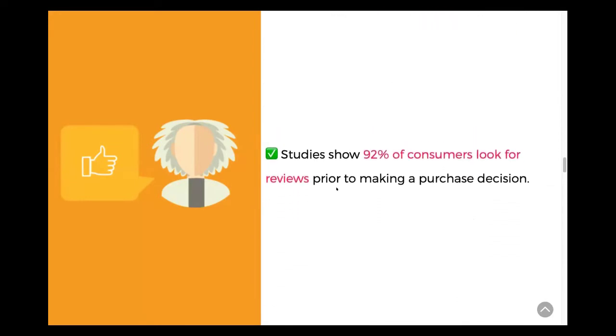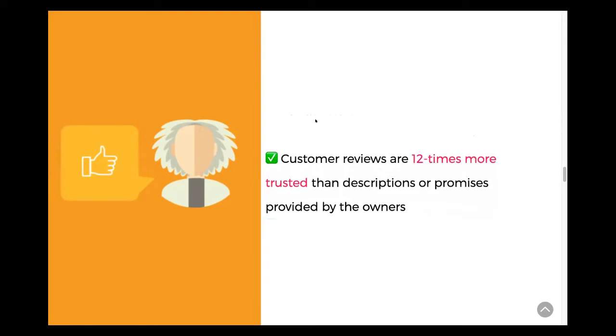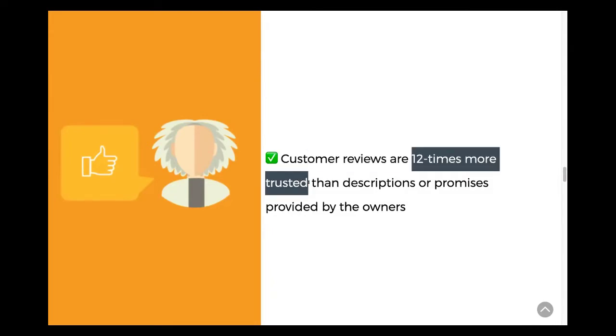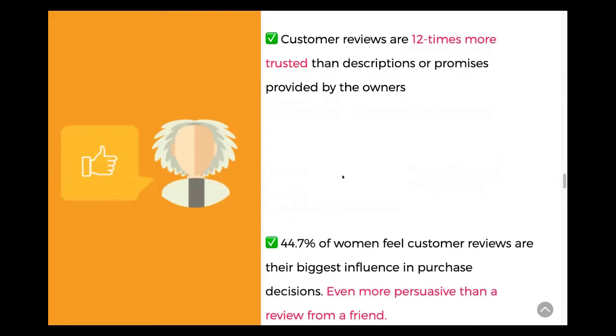Studies show that 92% of consumers will look for reviews prior to making a purchase decision. So if there are 13 of you in this room, 12 of you have looked at reviews before you made a purchasing decision, right? Customer reviews are 12 times more trusted than descriptions or promises provided by the owners. So again, on your website, you may be saying that you're the best or that they should work with you. But if you want that 12 times more conversion, then you want to use customer reviews, which is a form of social proof.